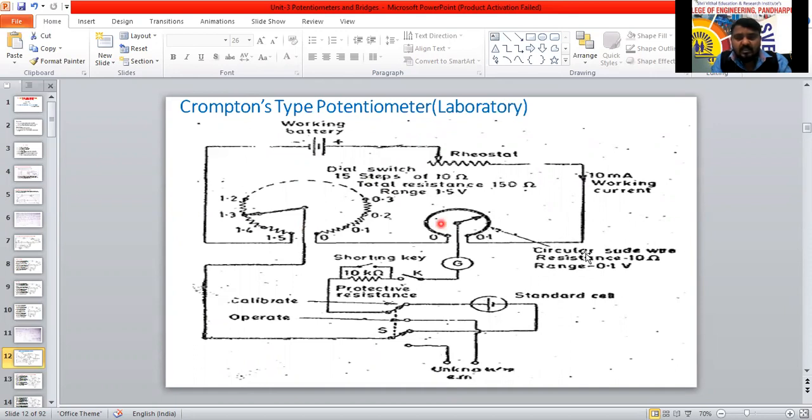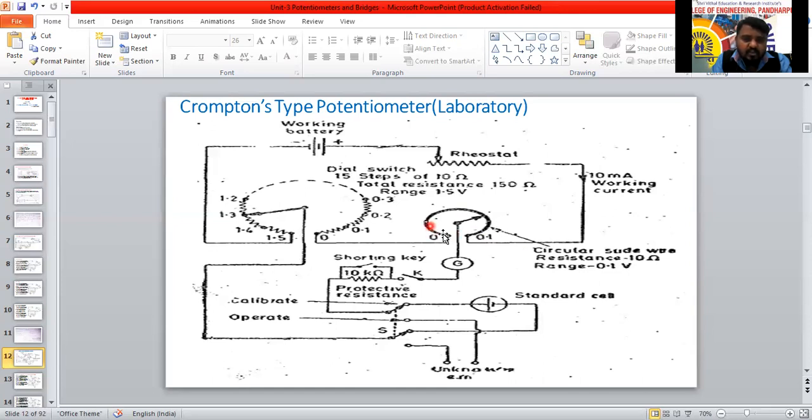This is the circular slide wire we have used here. Now see here, this is the circular slide wire. It is also 10 ohm. Total 10 ohm resistance is there here, but 0 to 0.1 voltage we are going to use here. We can divide by 200 also, but total is 10 ohm here.